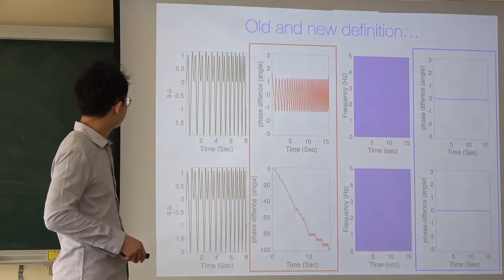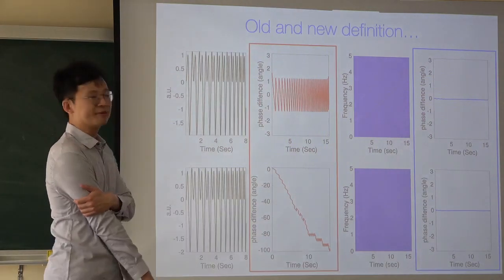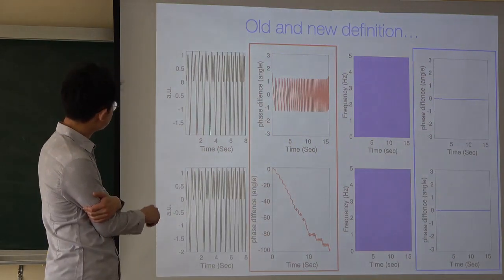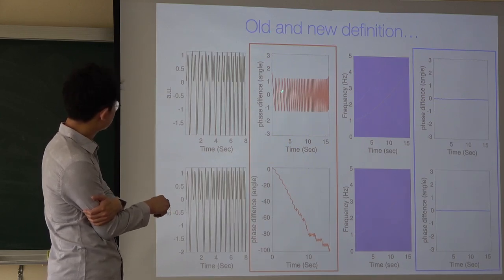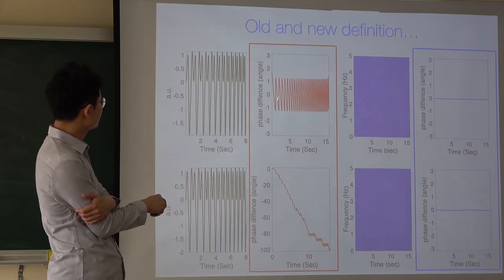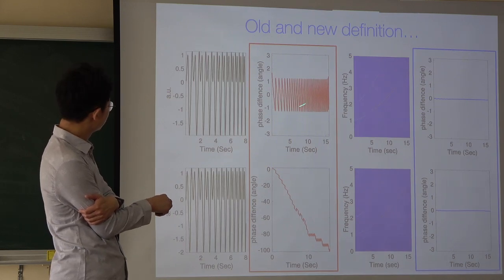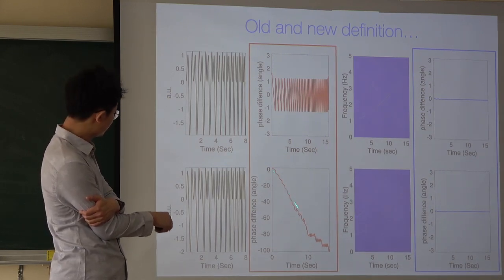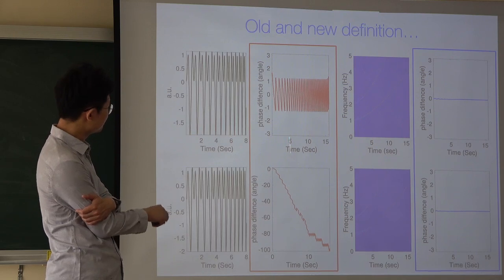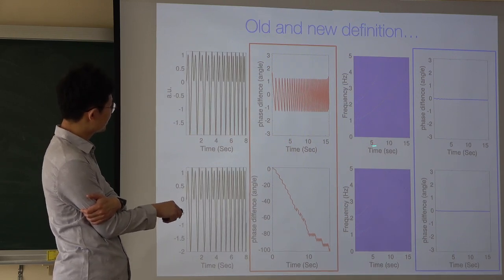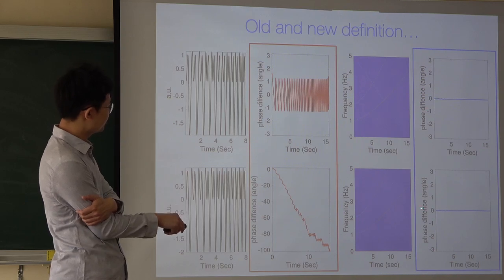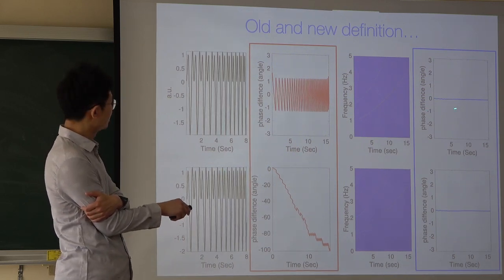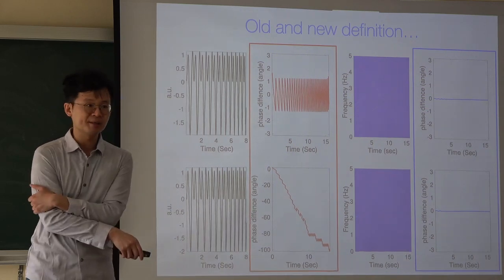And if you pay attention to this definition, let's take a look at this example. Old and new definition. In the old definition, as you can see, the phase difference compared with the true phase is very weird. But if you use instantaneous synchrosqueezing and do the decomposition, and you get the phase difference compared with the ground truth, you get the phase accurately back.